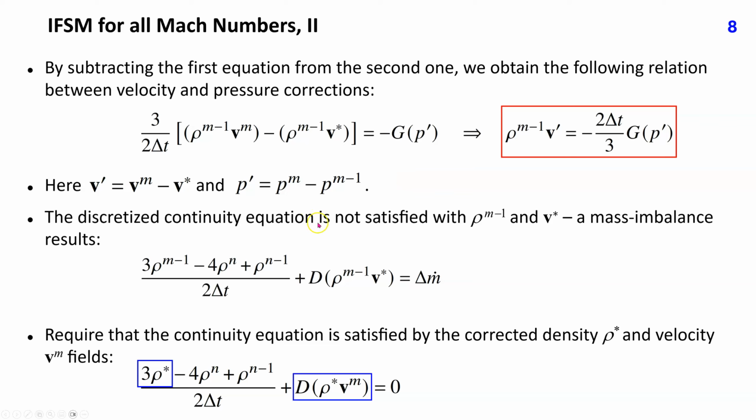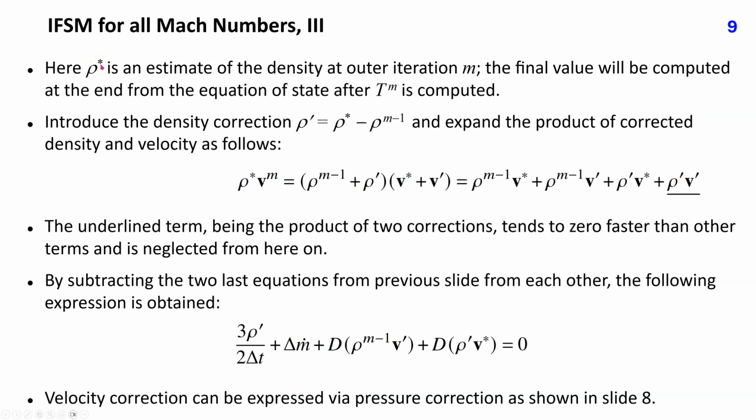The discretized continuity equation is not satisfied by rho m minus 1 and V star, representing the solution at the time level m plus 1. A mass imbalance results. We require that the continuity equation is satisfied by the corrected density rho star and the corrected velocity Vm. The blue framed parts are now updated. In the last equation, rho star is an estimate of the density at outer iteration m. The final value will be computed at the end from the equation of state after Tm is computed by solving the energy equation after the mass and momentum equations are solved.